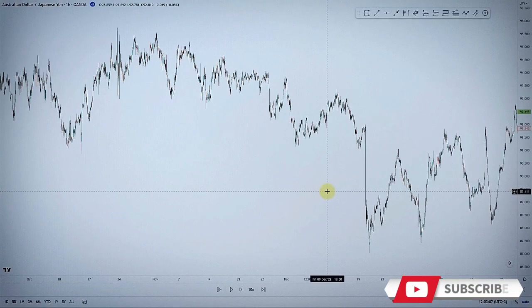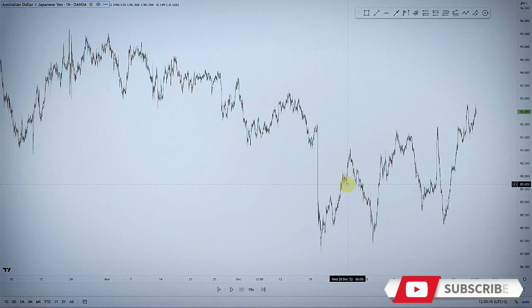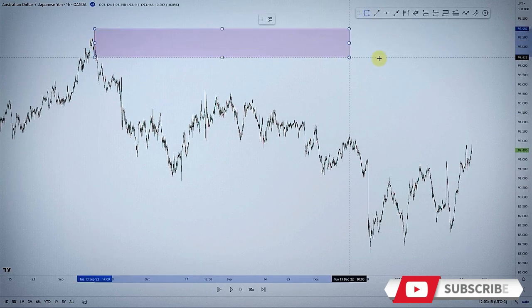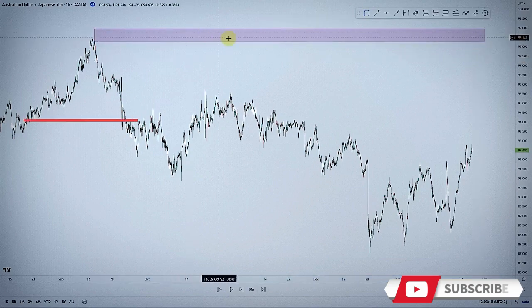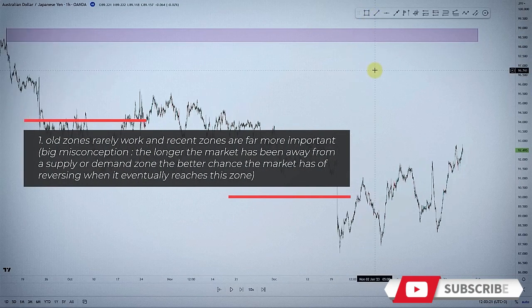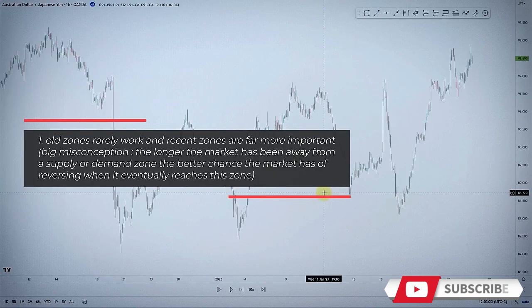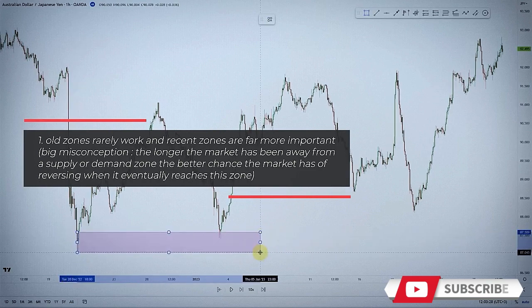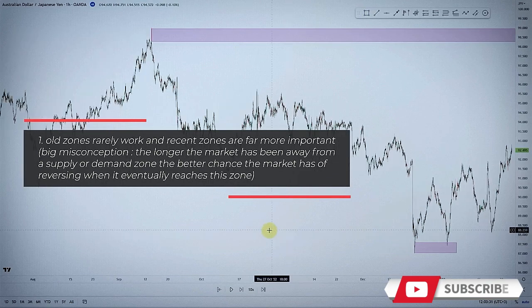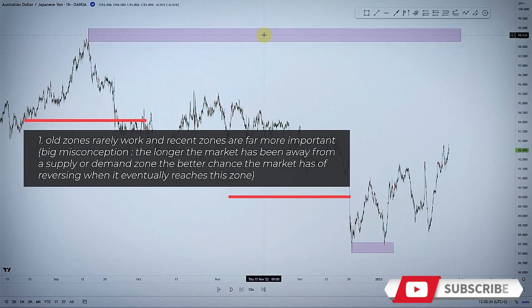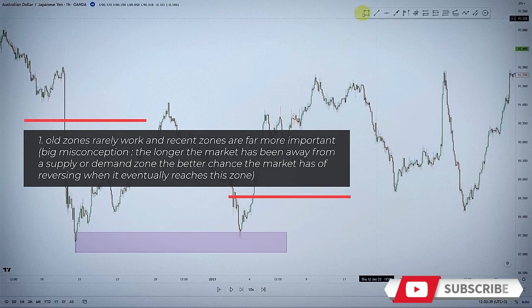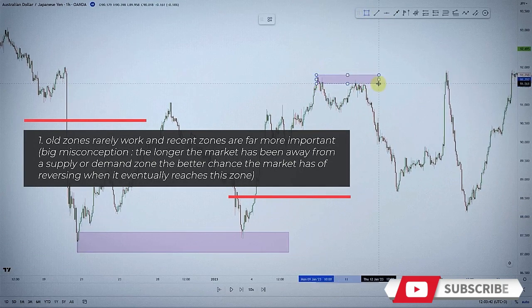Before you start day trading supply and demand, there are two key rules you need to understand to find the right zones on the chart and to trade them correctly using your entry method. First rule is that all zones rarely work. A big misconception is that the longer the market has been away from a supply or demand zone, the better chance the market has of reversing when it eventually reaches the zone. This is wrong. Recent zones are far more important. Supply and demand areas which have been created recently are far more effective than zones which were created a long time ago.